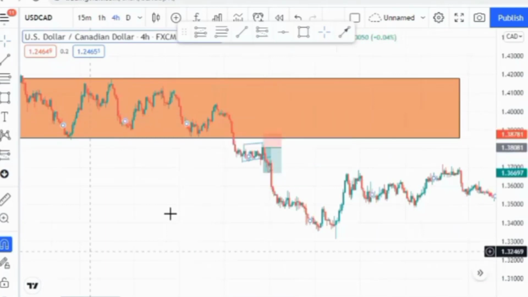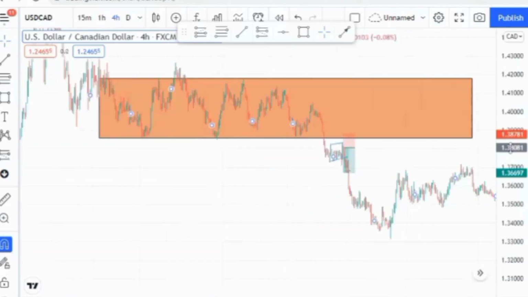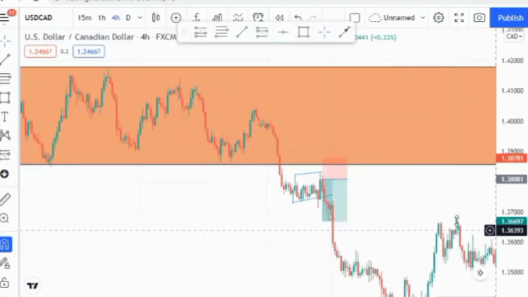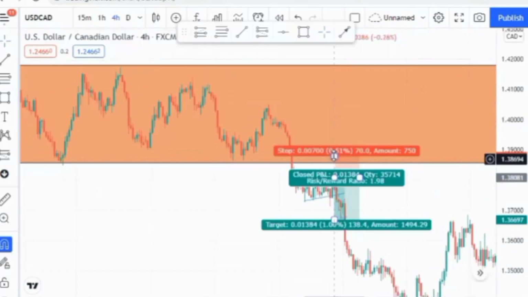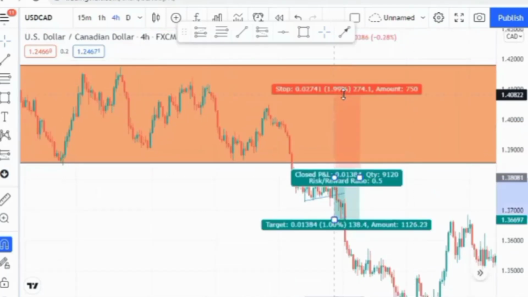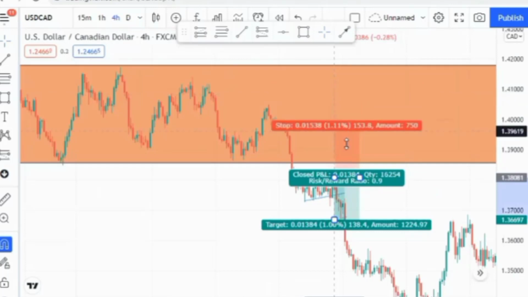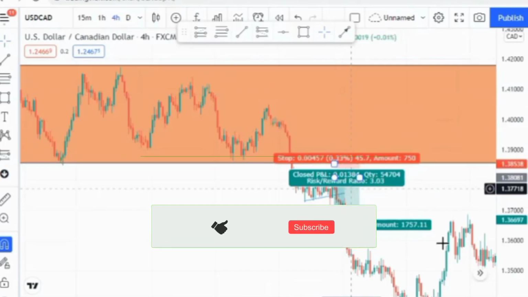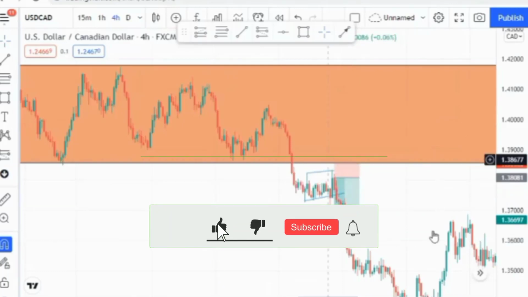There are two ways you can place your stop loss. You could have placed your stop loss basically here, or you could have placed your stop loss here if you have that figure down there. Use your lot size to regulate your risk. So basically, I would have placed my stop loss here.